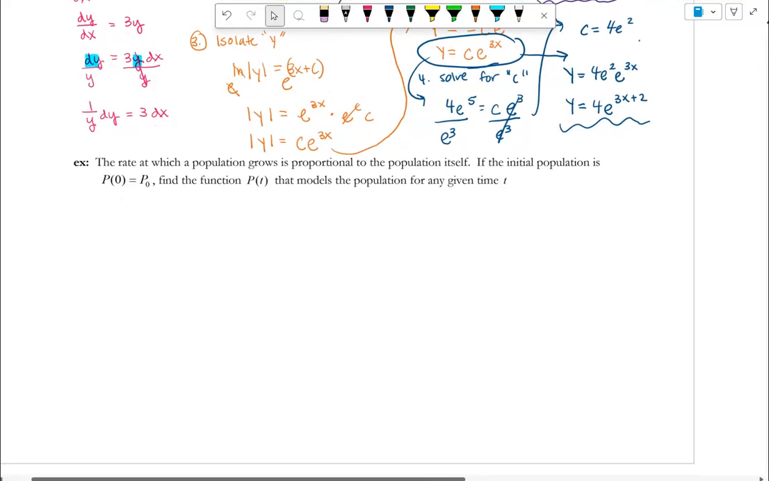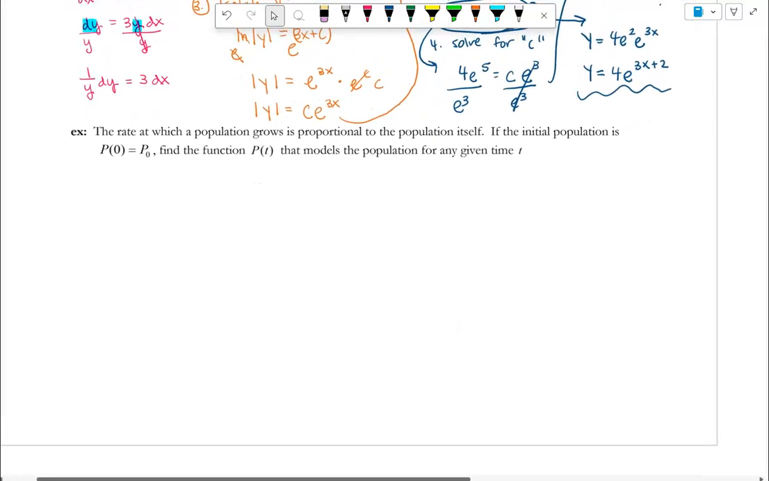So, all right, this last example. This one is just a tough read. It's not that hard of a problem though. The rate at which a population grows is proportional to the population itself. If the initial population is P naught, find the function P of t that models the population for any given time t.